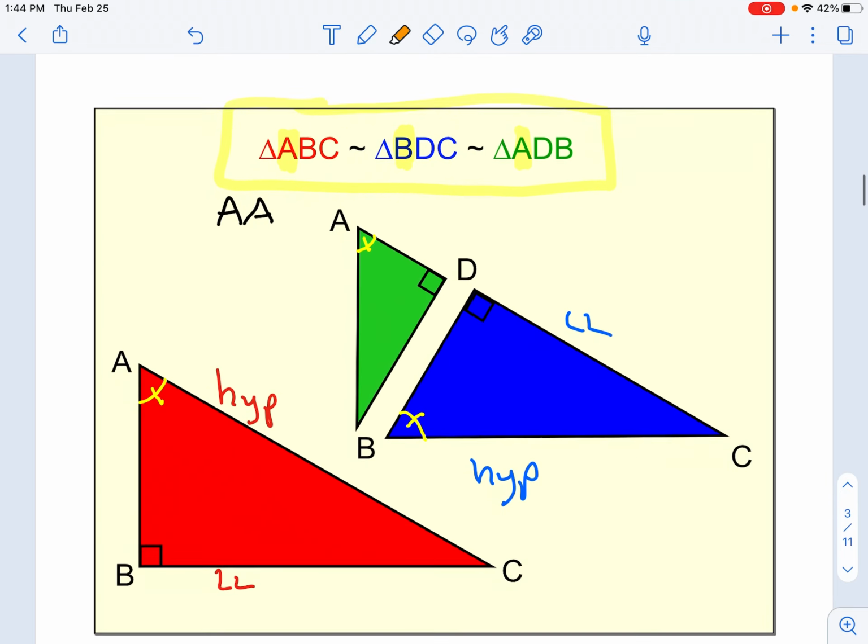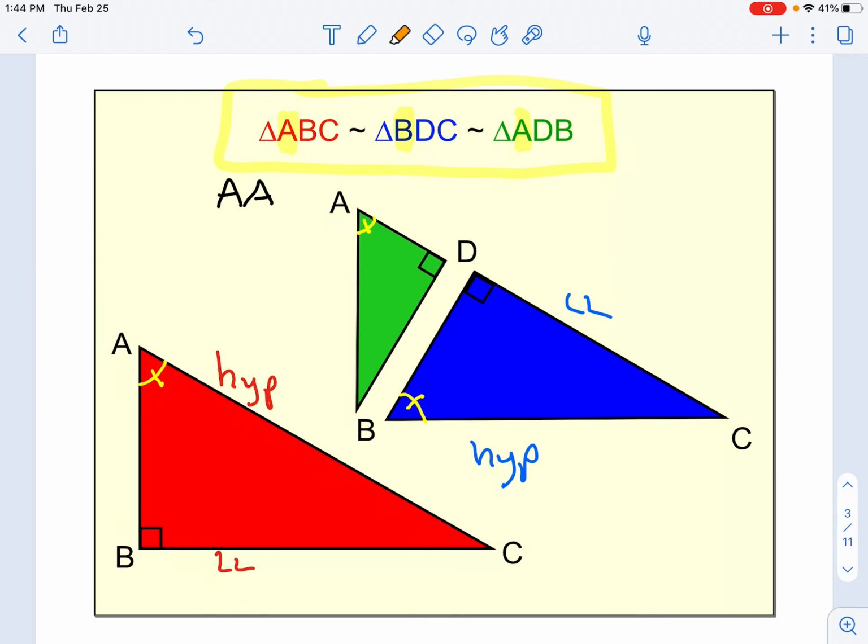So sometimes when we do this, it's easier if we draw the three triangles separately. And from our similarity statement, I've highlighted which angles are congruent. So angle A in the red triangle is congruent to angle B in the blue triangle, and is congruent to angle A in the green triangle. Okay, those are all congruent because of the similarity statement. We can pick that out. And we also know, again, like I said before, that AC right here is the hypotenuse, and that will be the corresponding side to the hypotenuse in the blue and in the green triangle.